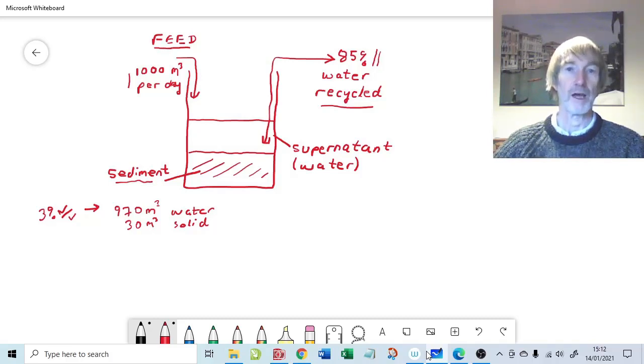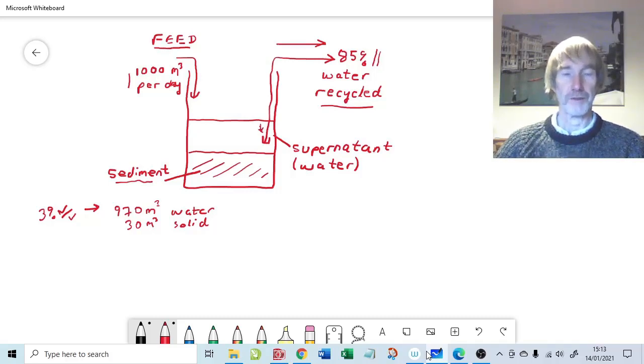Okay, so that will clearly leave all the solids from each day plus 15% of this 970 meters cubed left in the tank. And you'll notice the water is leaving in that line just there. The line that sucks out the water has this sort of U-shaped bend to it, so that water flows in from the top. We're trying to avoid sucking in solids from the sediment.